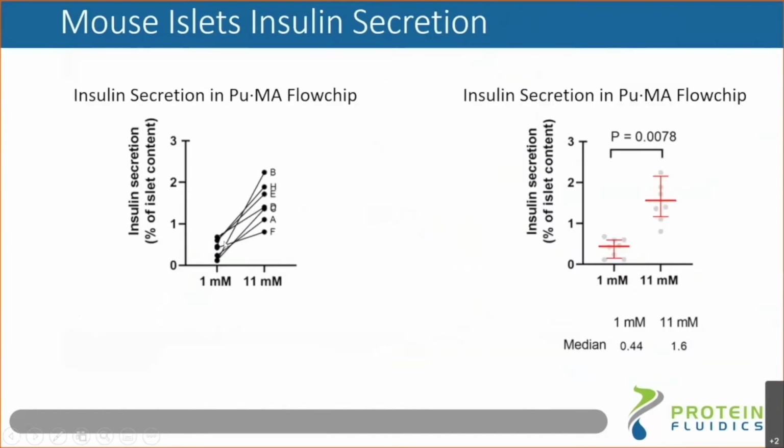This just shows an example of one set where he ran islets looking at the 1 millimolar and 11 millimolar secretion levels, seeing insulin secretion go up as expected with good statistical separation between the two groups.